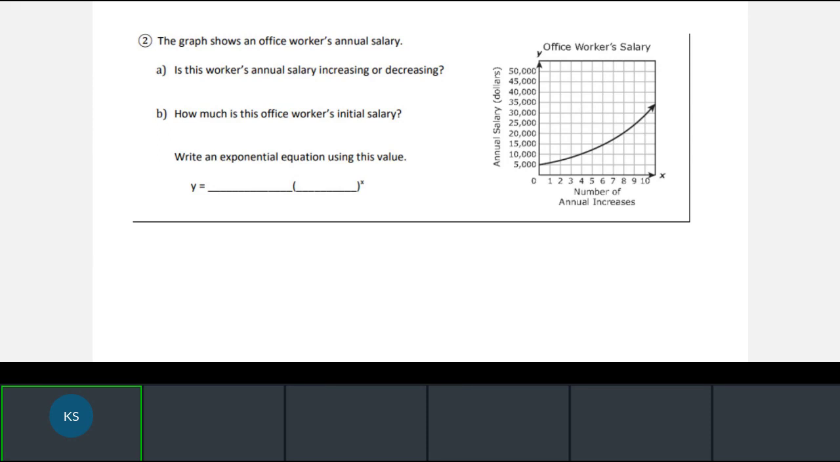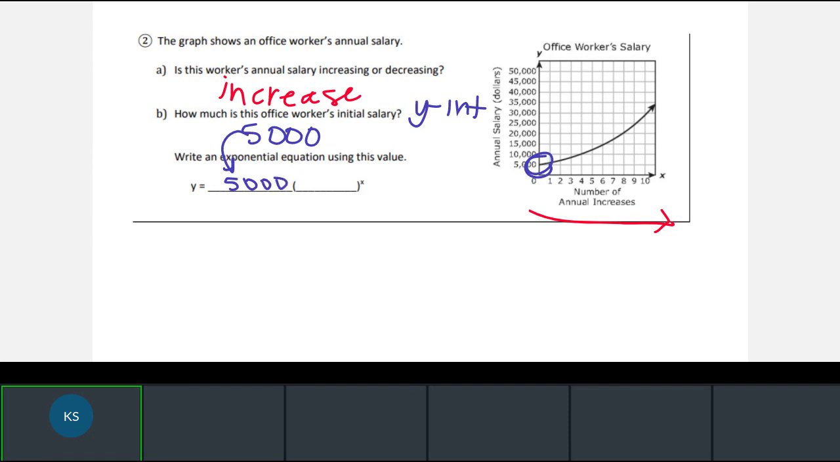Another graph for us to interpret: is this worker's annual salary increasing or decreasing? As we move to the right, or increase on our x values, our salary is going up. So this is an increase. How much is this office worker's initial salary? Remember that initial is the y-intercept. Initially, they are earning $5,000. And to plug this into an exponential equation, the important thing here is that you recognize 5,000 is going to go in where your A goes in.